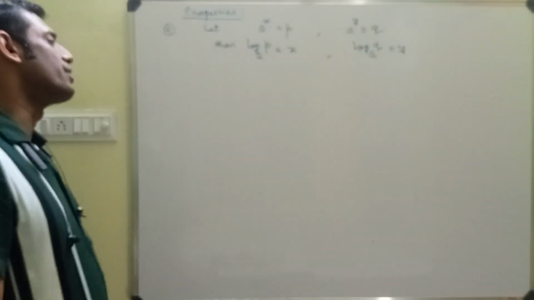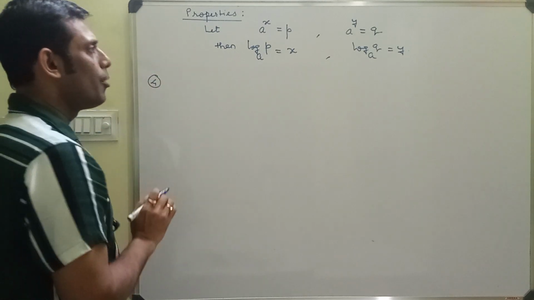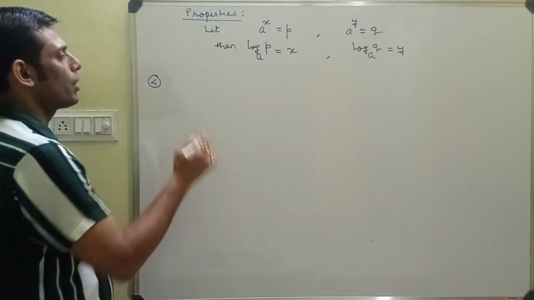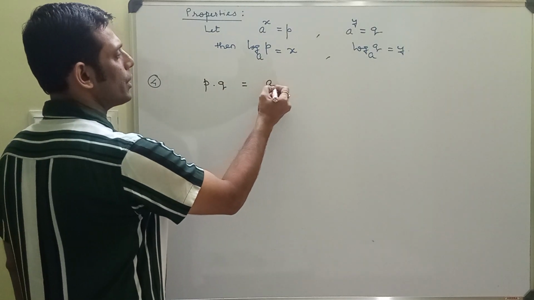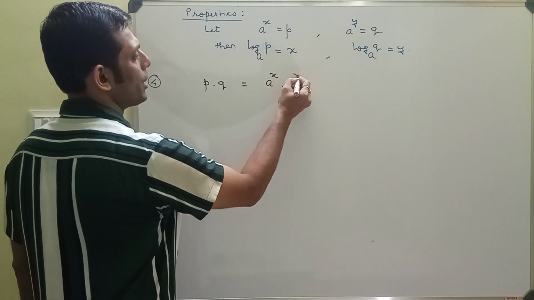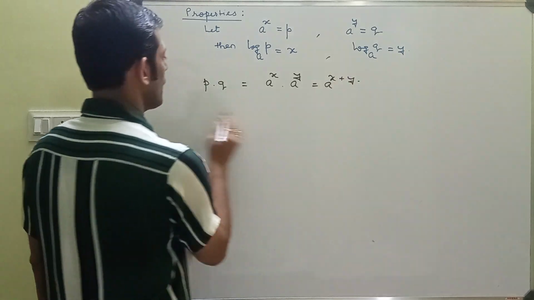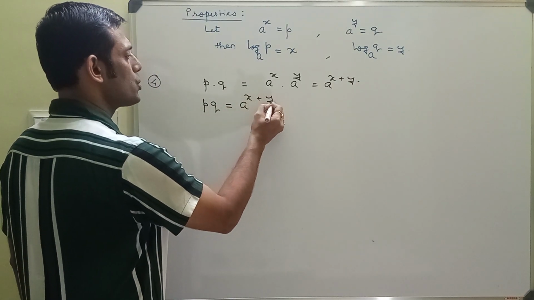Let this be the considerations. Let's begin with property 4 now. How about taking a product? Take a product PQ. That means you're dealing with a power x dot a power y. That makes a power x plus y. That means the PQ product is equal to a power x plus y.